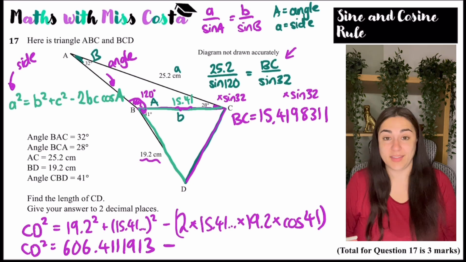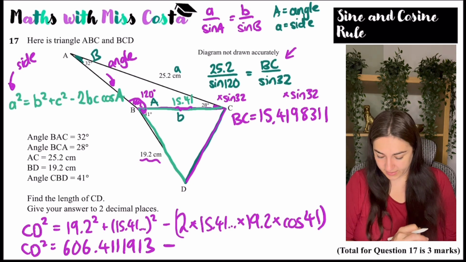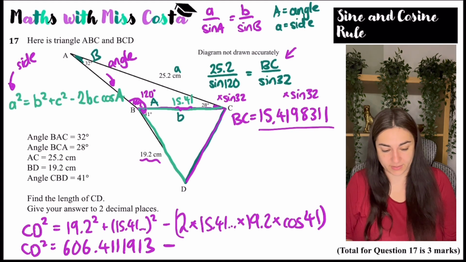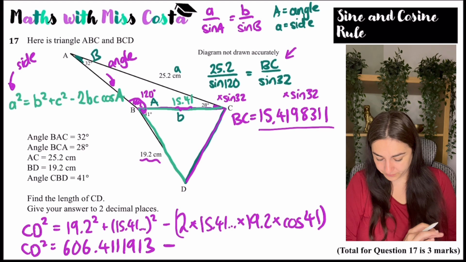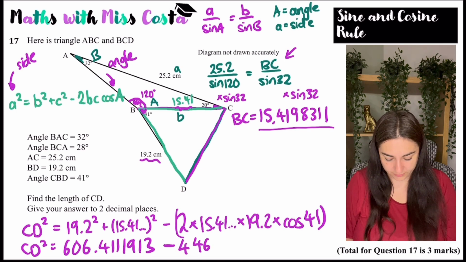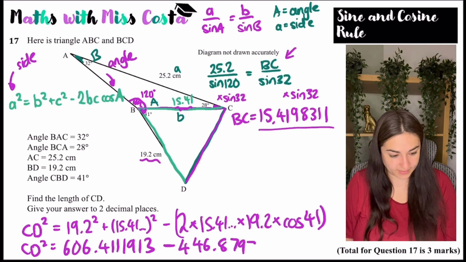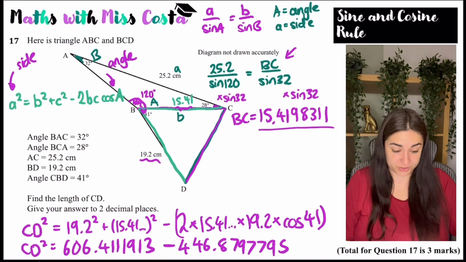And then we can do everything in the bracket. So 2 times 15.41, and I've written it all out, so I'm just going to write it in again, 198311 times 19.2 times cos 41 gives me 446.8797795. So I'm going to just do that subtraction.